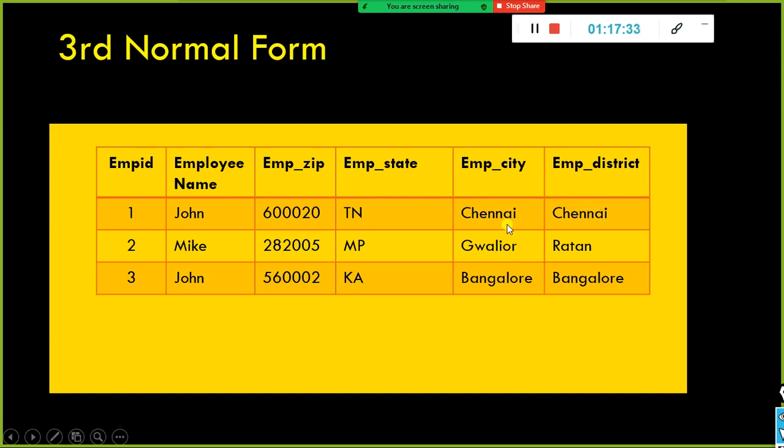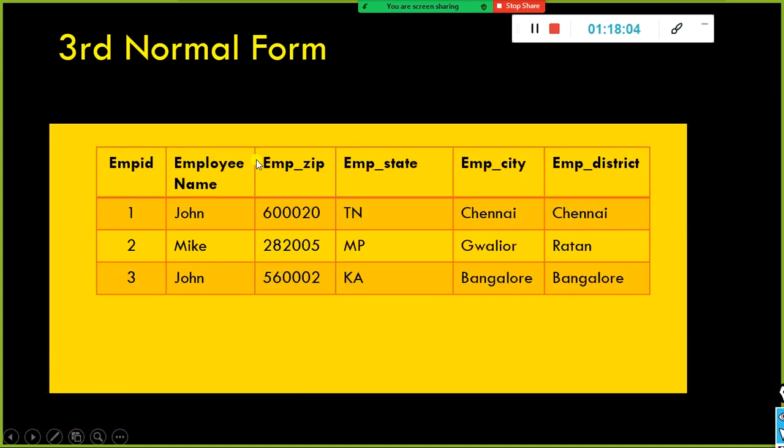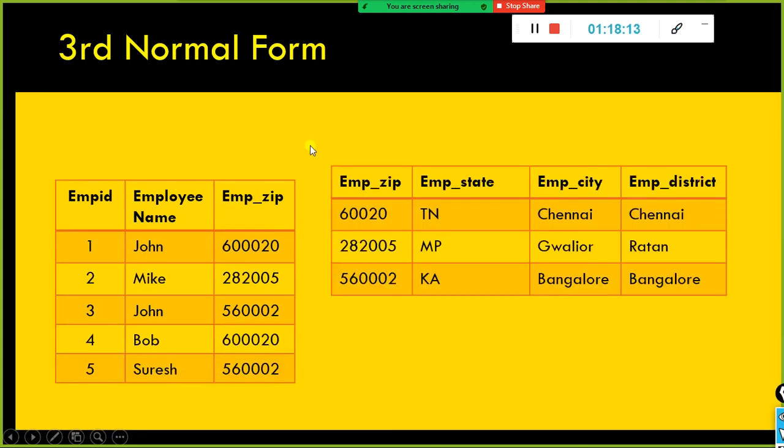So in this case, the state, right? Chennai belongs to Tamil Nadu state, Bangalore belongs to Karnataka, and Gwalior belongs to Madhya Pradesh. So it is depending on these columns. The non-key column depends on another non-key column. Hence, what we do is we keep all the non-key columns which depend on others in a separate table. The state, city, district, all these non-key columns depend on the zip code. So we split this table into two pieces: employee ID, employee name, employee zip, and then the rest separately. That's what we have done.